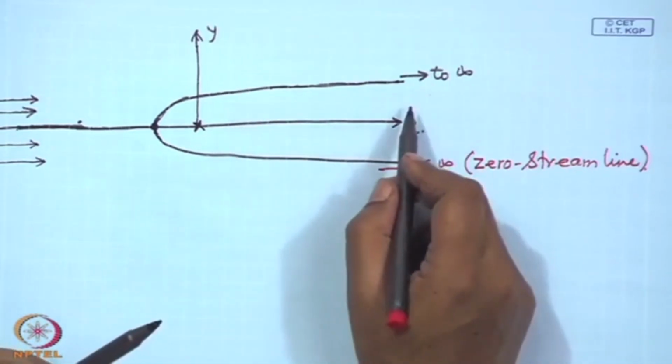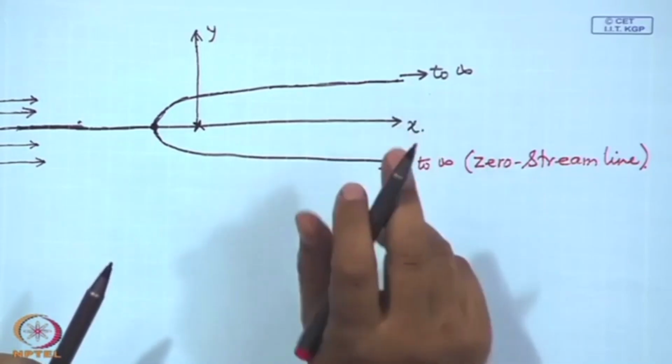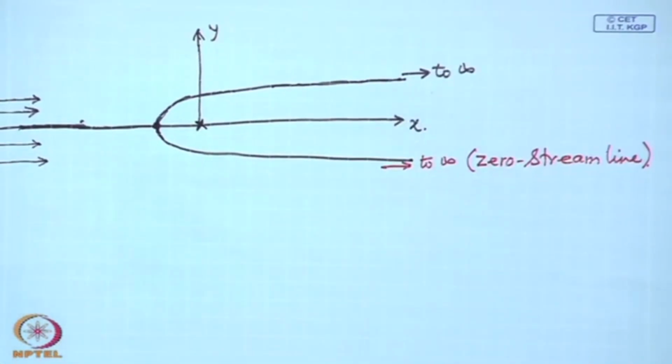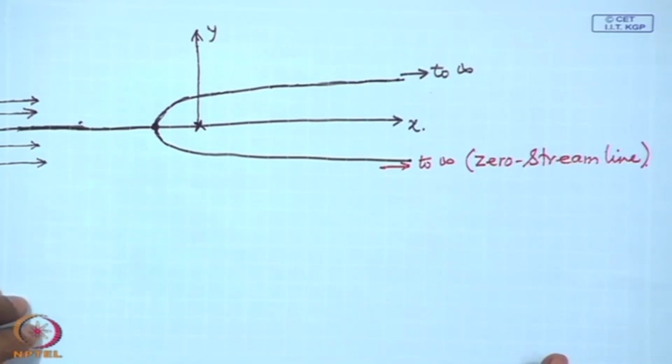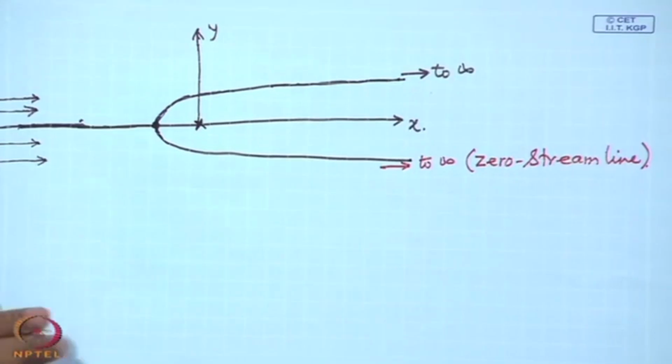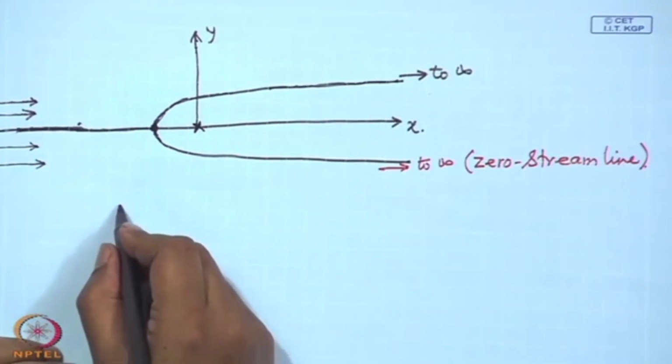And the maximum, what should we call, thickness or half thickness? When theta equal to 0, the y is m by 2 u infinity. You can call it half thickness, because on the lower half also there is m by 2 u infinity. So, the maximum half thickness.